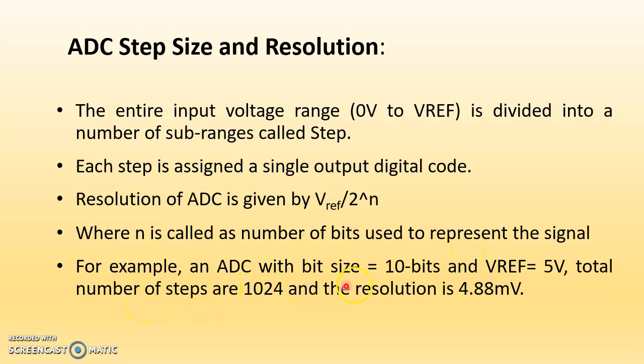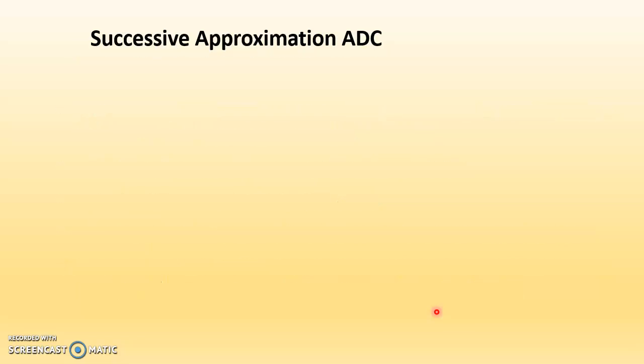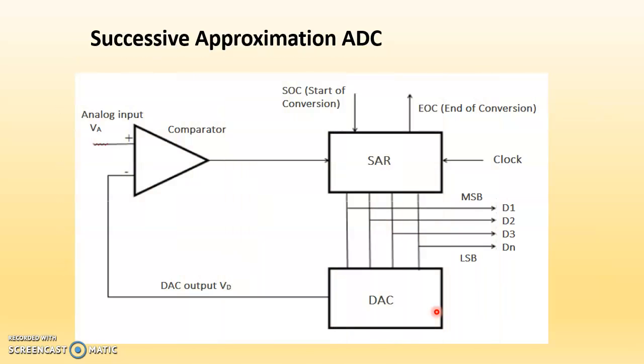For example, an ADC with bit size 10 bits and the V reference 5 volts, the total number of steps will be 1024 and the resolution will be 4.88 millivolt. So it will have 1024 steps with 10 bits and the voltage is 5 volt, then it will be having a resolution of 4.88 millivolt. Now the most popular type of ADC is successive approximation type of analog to digital converter.